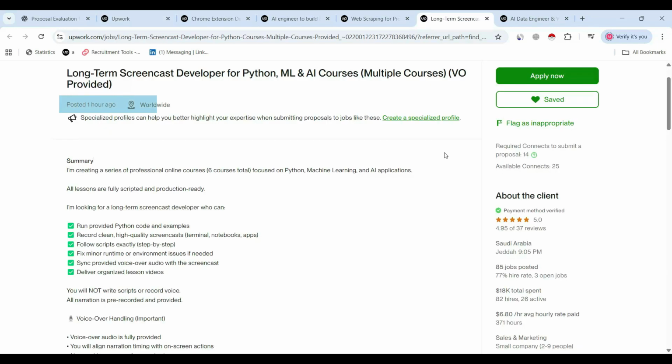This job was recently posted about 1 hour ago. It required 14 connects and the payment method is verified, which is a solid start. The client has received over 37 reviews with a 4.95 rating, which is a very strong signal. Looking at the job history, the client has posted around 85 jobs with a 77% hire rate, which is excellent.